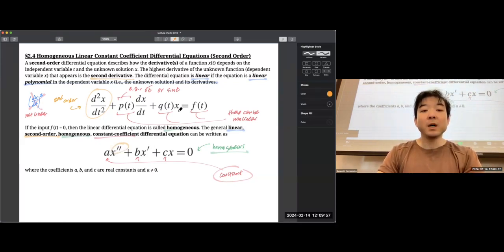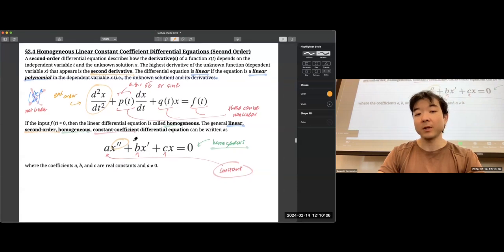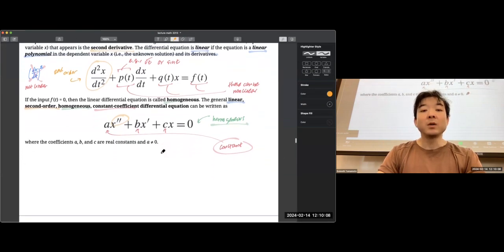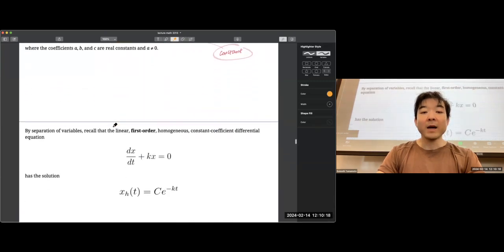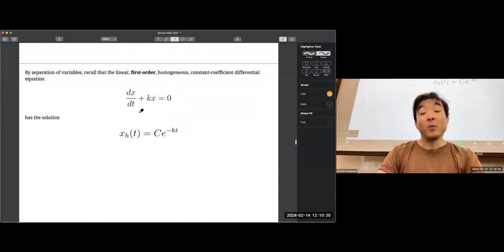But we should be able to solve the version up on the top here eventually. This top will have non-homogeneous potentially and then non-constant coefficient. But we're looking at this special case. So before we jump into this special case, this is a second order homogeneous differential equation, linear constant coefficient. We can go back and recall what it was for first order.